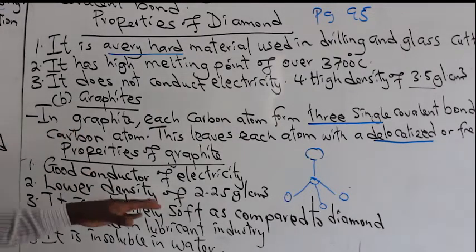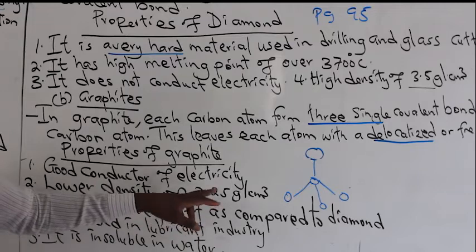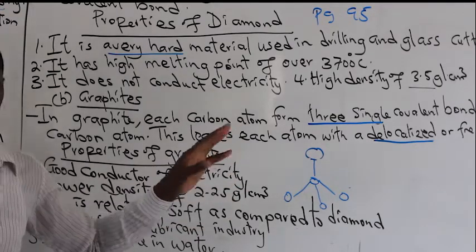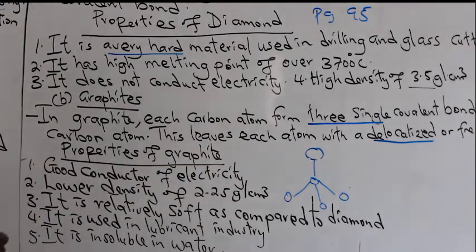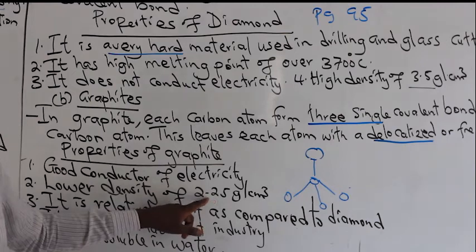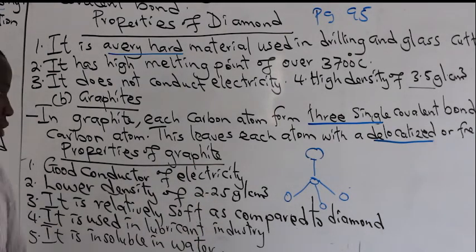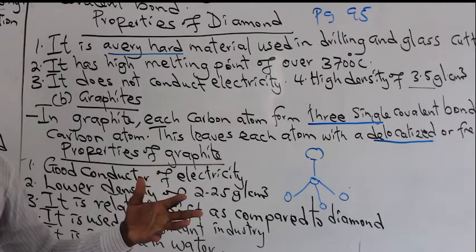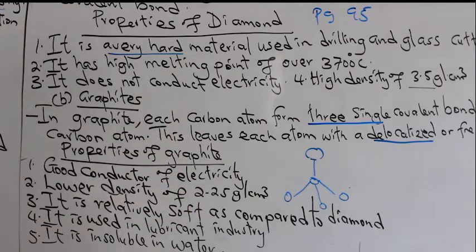Number 2, lower density of 2.25 grams per centimeter cubed. In comparison with diamond, which had a higher density of 3.5, graphite has a lower density of 2.25 grams per centimeter cubed, meaning that relatively we have a larger volume as compared to the one in diamond.